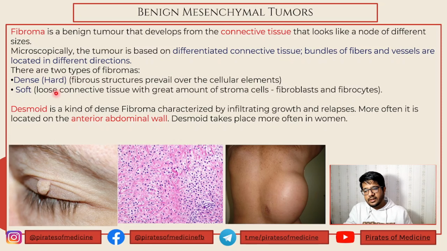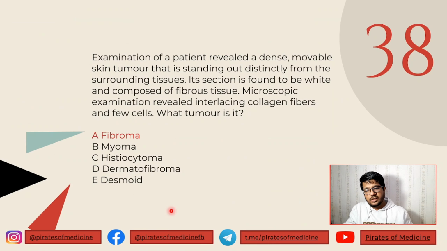Okay, so you can see here you have fibroma in the upper eyelid, and you can see in this photo that there are these connective fibers prevailing in between these cells. So this is histology of fibroma, and in the question you can see the section of the tumor is found to be white and composed of fibrous tissue. So this is fibroma. Simple.